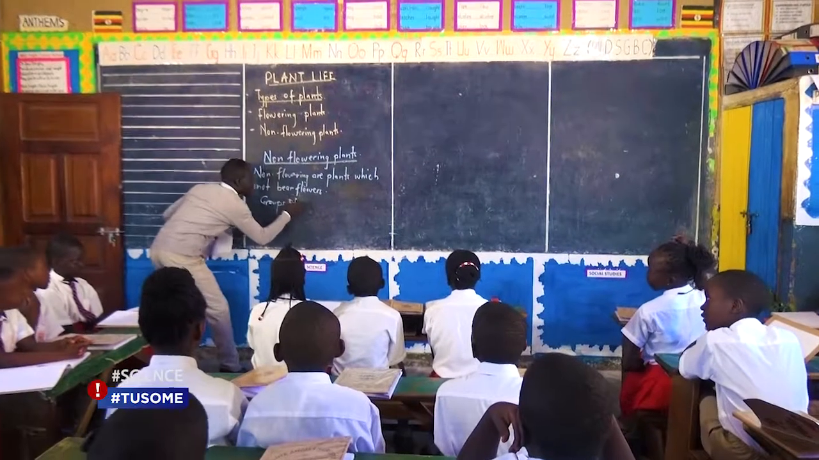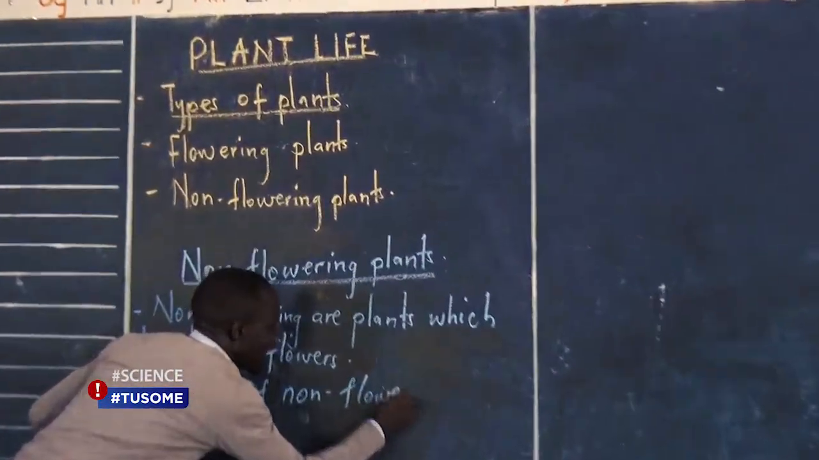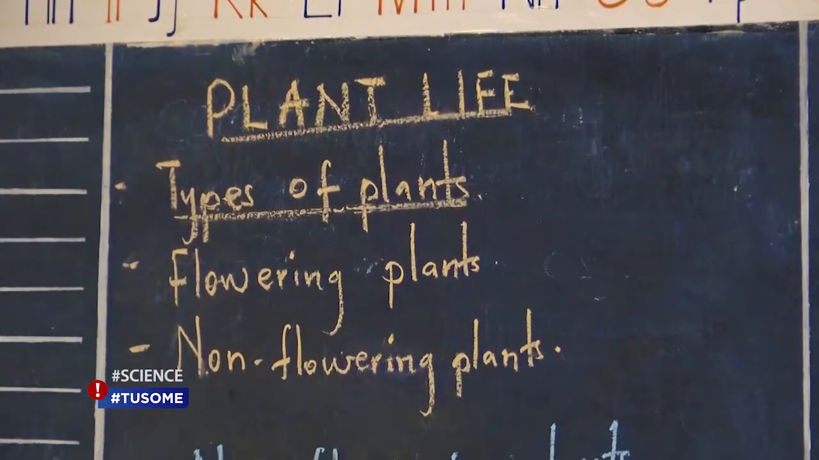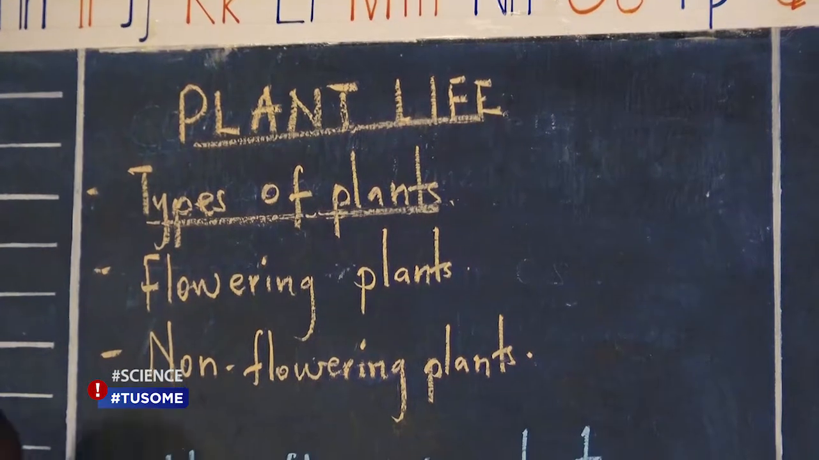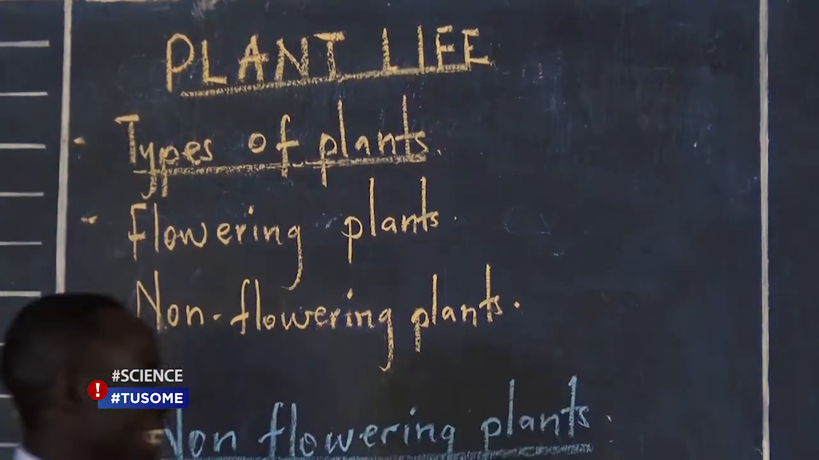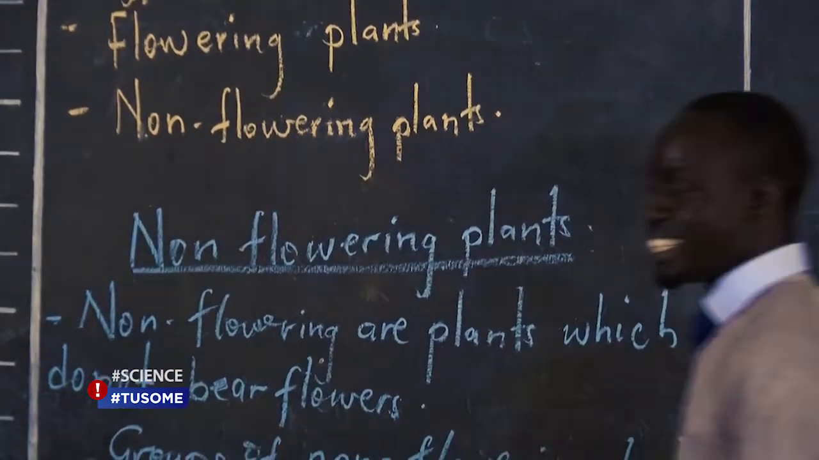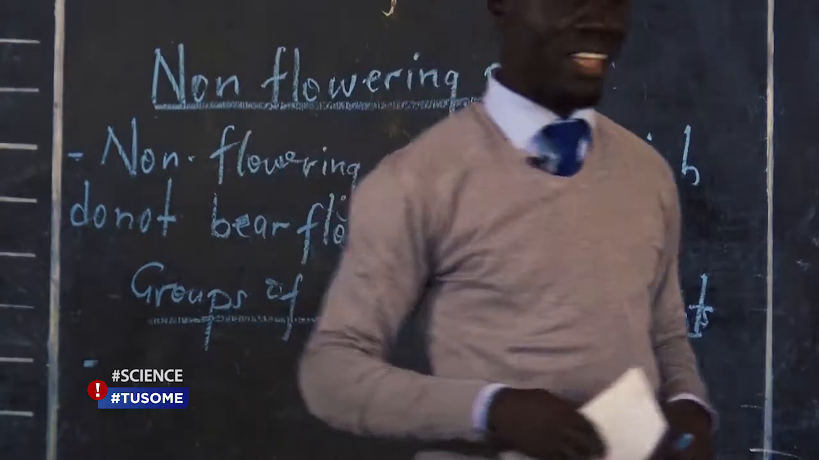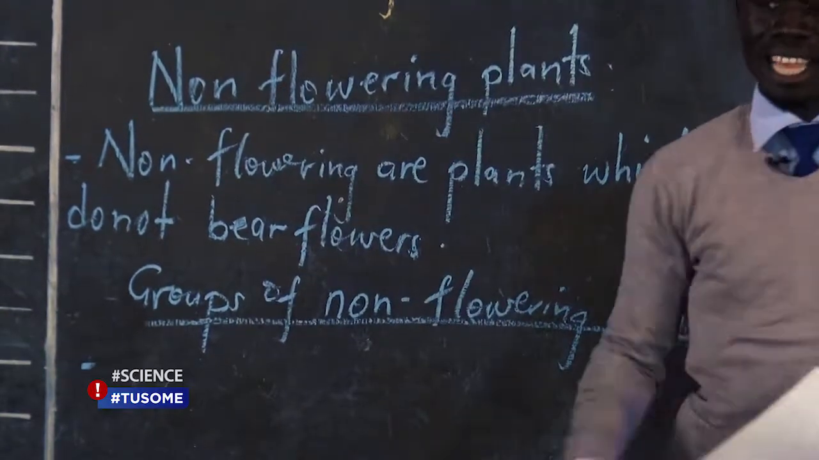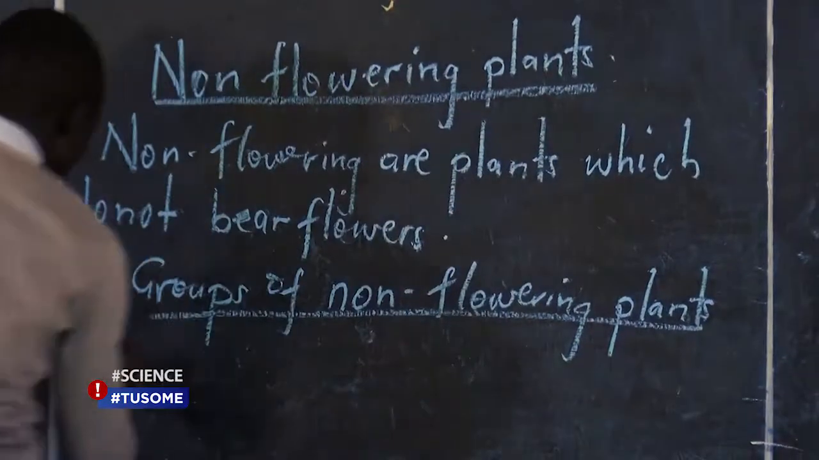Now we look at groups of non-flowering plants. We have the groups of non-flowering plants. Yes, I need somebody. Yes, please. We have fungi. It's okay. We are still looking at the groups. Yes, please. Spore-producing plants. Very good, girl.